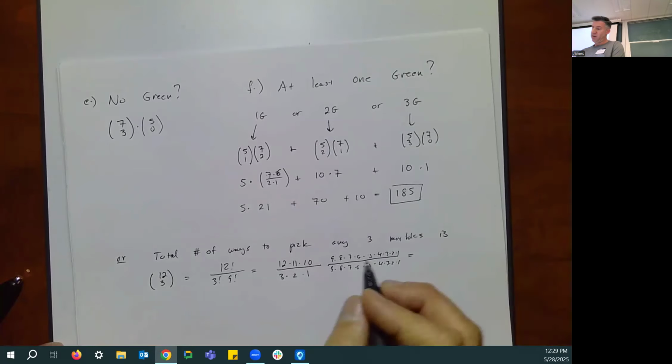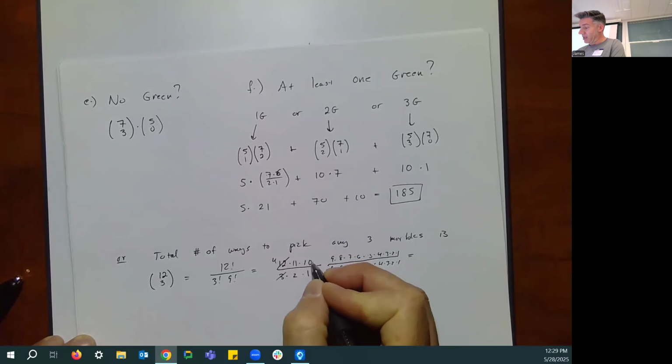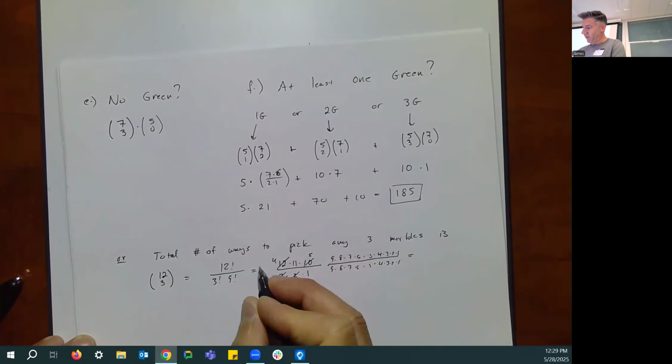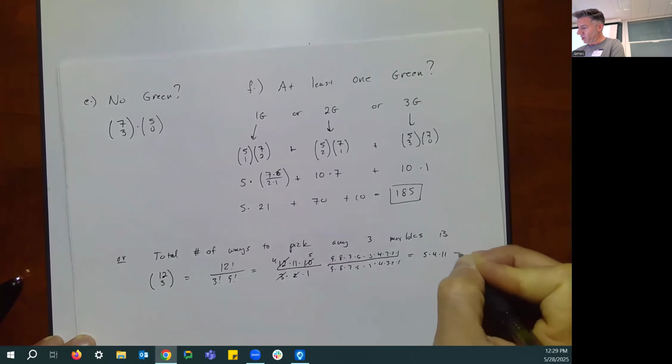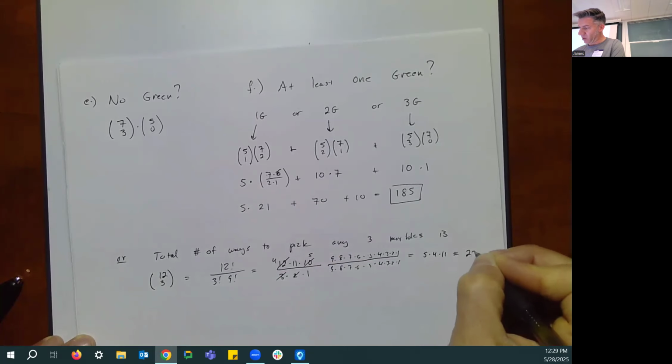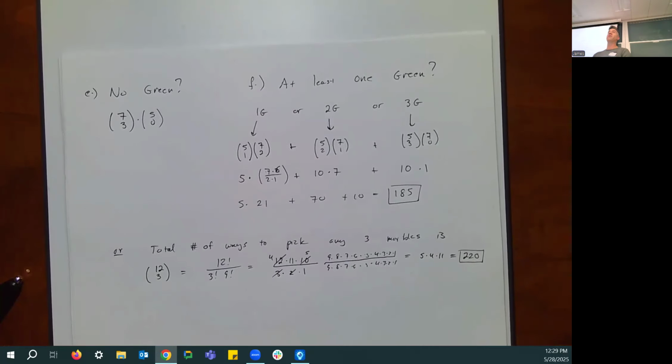And we get something. Let's see, 12 divided by 3 is 4. 10 divided by 2 is 5. So I get 5 times 4 times 11, which is 20 times 11, which is 220, I think. 220? Yeah, that seems right. Let me double check just so I'm not crazy here. All right, so that's the total number of ways we can get something.